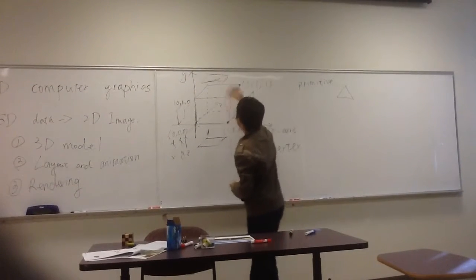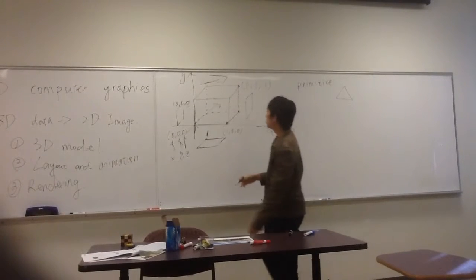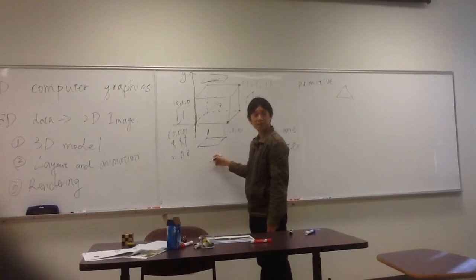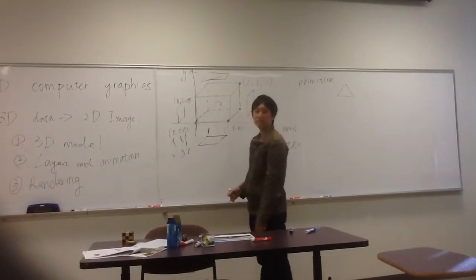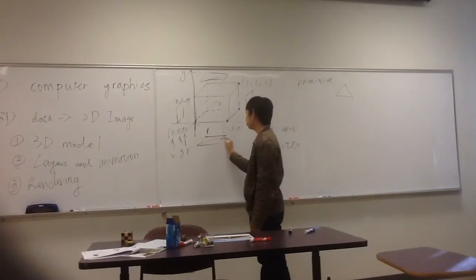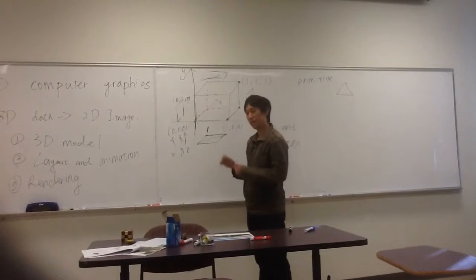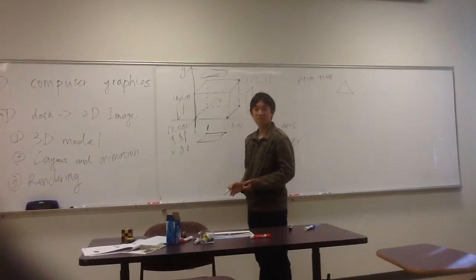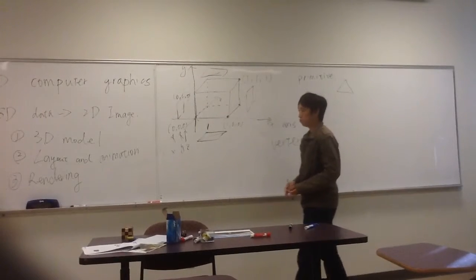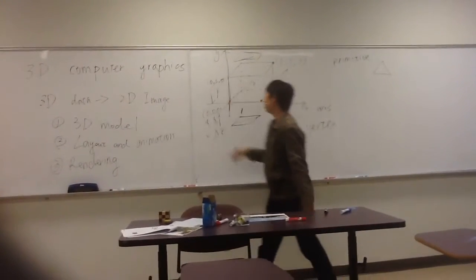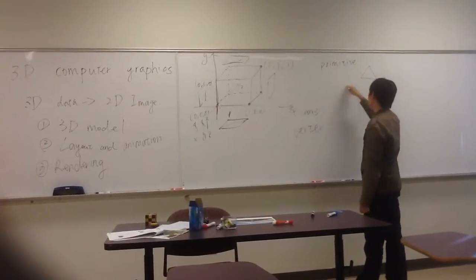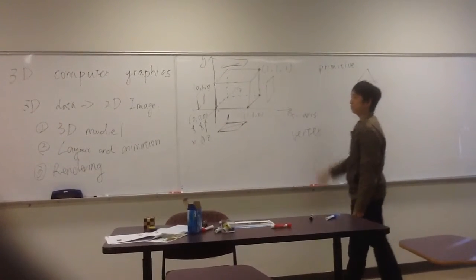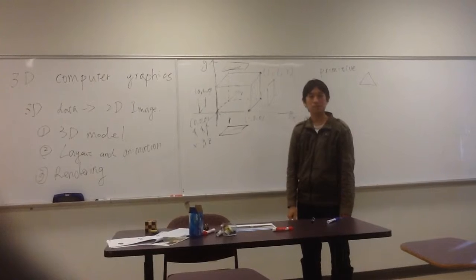So each face is actually a rectangle, right? We can easily divide this rectangle into 2 triangles, but we cannot further divide it into any other shape. So in 3D modeling, we use the primitive, or the triangle, as the basic unit. I have a question.